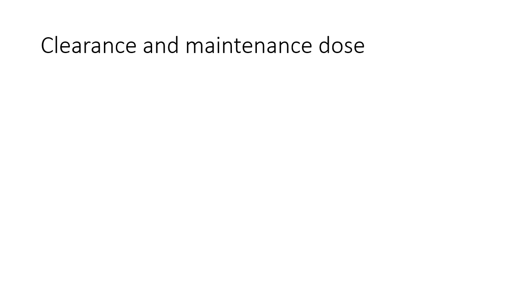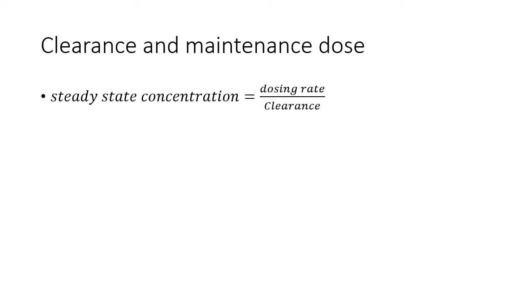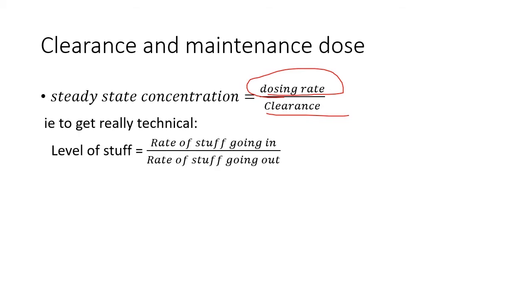The relationship between clearance and the maintenance dose is like this. The steady state concentration of the drug, and we'll talk about steady state in a different lecture on half-lives, is equal to the dosing rate over, once again, clearance. Now, to get really technical about this, the level of stuff in your body is equal to the rate of stuff going in over the rate of stuff going out. This kind of makes sense when you put it that way.